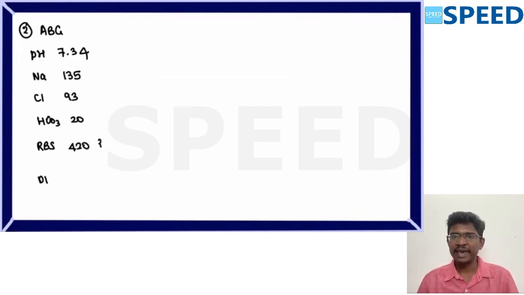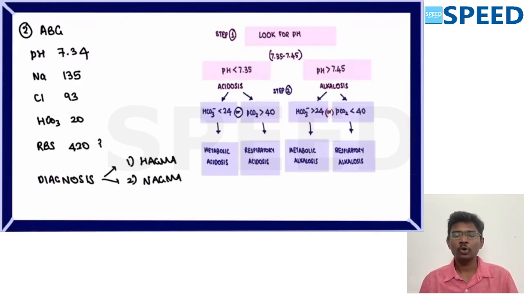Next question was ABG, pH was given 7.34, sodium 135, chloride 93, bicarb 20, random blood sugar 420. Diagnosis they asked. Here also, first step, look for the pH. If pH is less than 7.35, then it is acidosis. If it is more than 7.45, then it is alkalosis. Next step, you should check for the metabolic or respiratory part. So bicarb, if it is less than 24, it is metabolic acidosis. Or PCO2, if it is more than 40, then it is respiratory acidosis. Here it fits into metabolic acidosis.